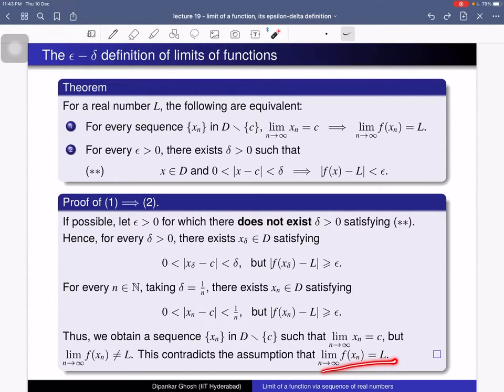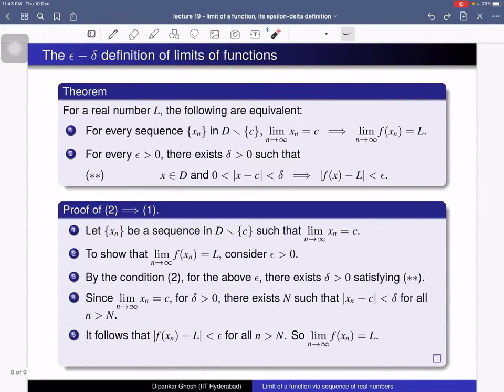So this contradicts the assumption that the limit as n tends to infinity of f of xn is L. So that was your condition 1. Here we are proving 1 implies 2, and we are proving it by the contrapositive way. If possible, we assume that 2 is not true, and then we are contradicting condition 1. And next we should prove 2 implies 1.